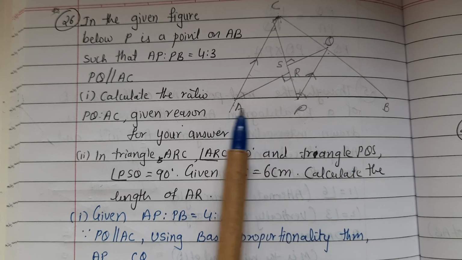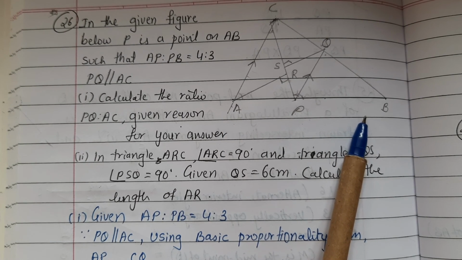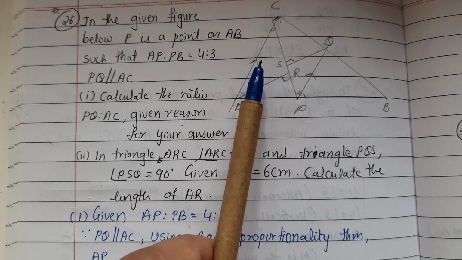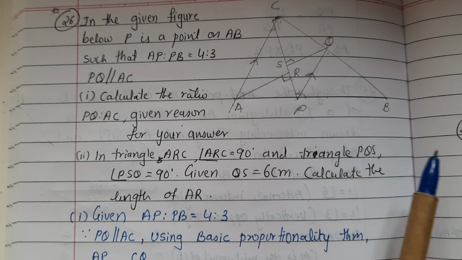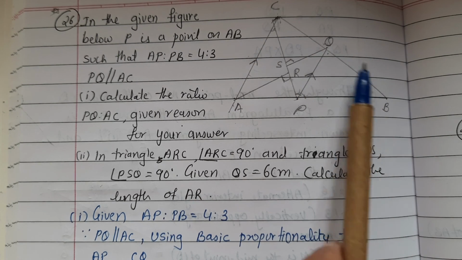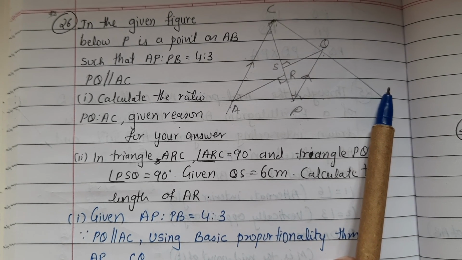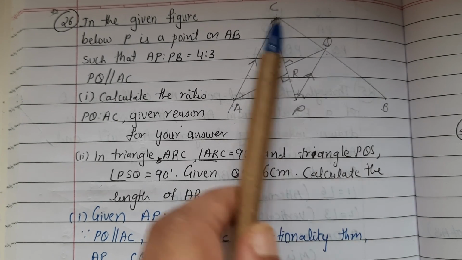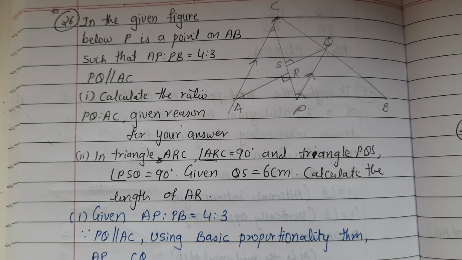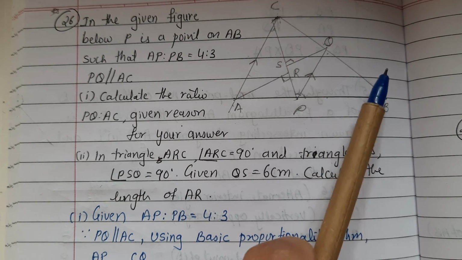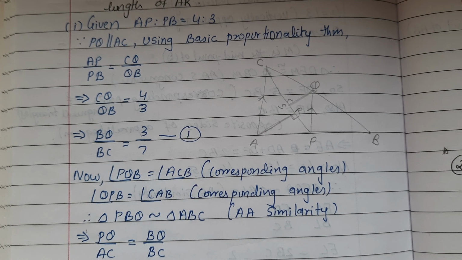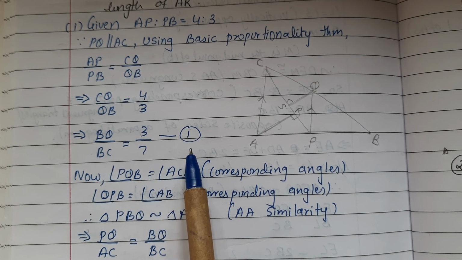Since AP upon PB is equal to 4:3 and since PQ is parallel to BC, using basic proportionality theorem, CQ upon QB is also equal to 4:3. Therefore, BQ upon BC is equal to 3 upon 7. 3 plus 4 is 7, so BC is 7. So BQ upon BC is equal to 3/7. Let that be equation 1.